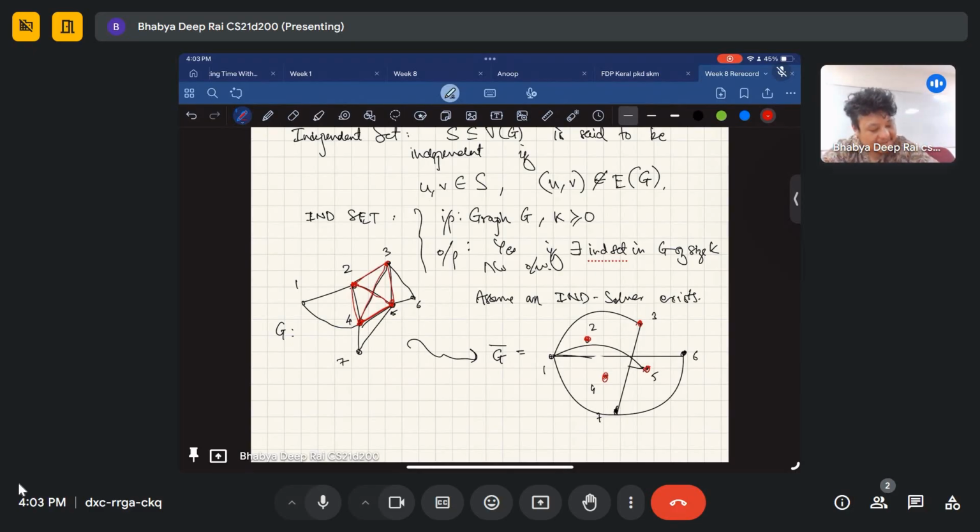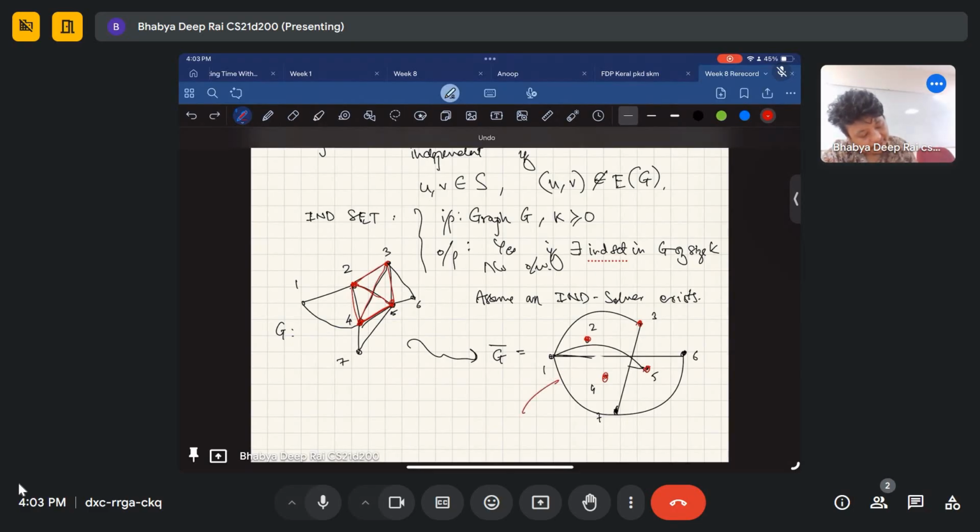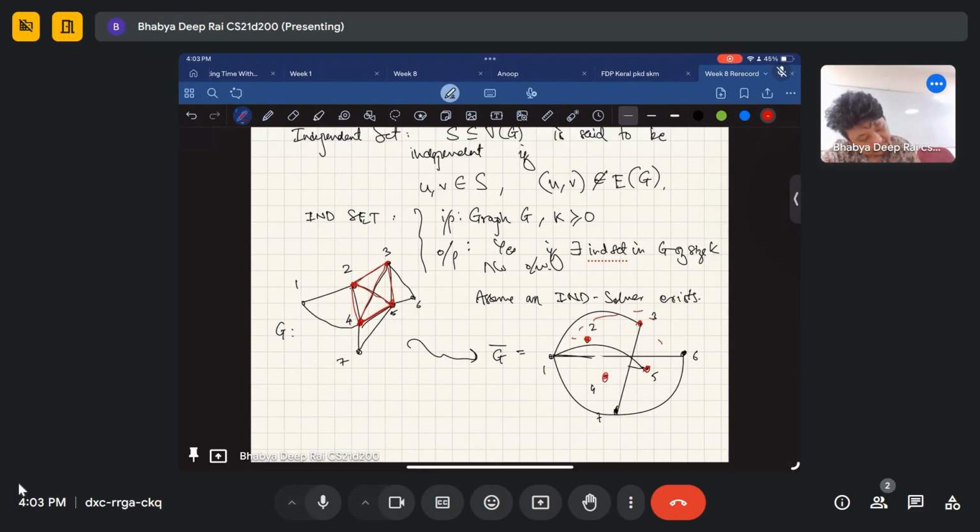In other words, what is this? This is an independent set. So this is an independent set.